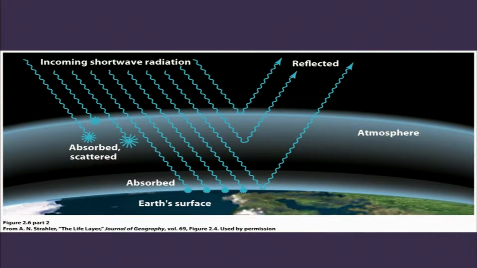Now here, as I was talking about, not all the short wave radiation which is coming in through the atmosphere passes through to the earth's surface. Some gets absorbed within the atmosphere, some is reflected back from the atmosphere and never reaches the earth's surface. And some which reaches the earth's surface is absorbed and radiated back to the atmosphere.